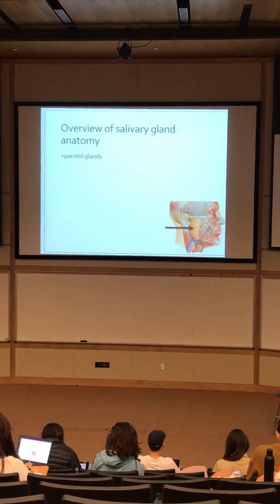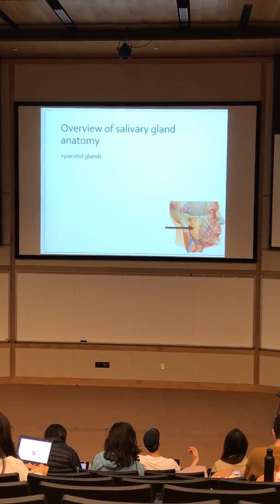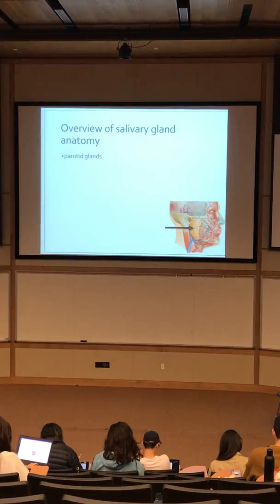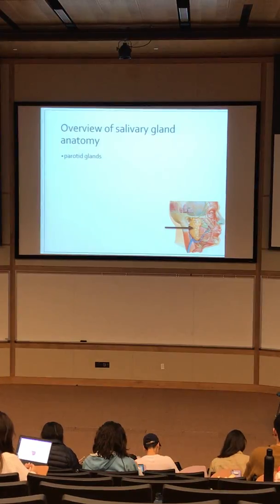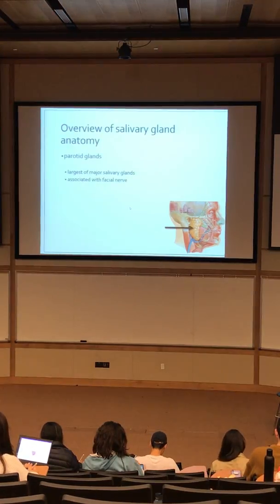Okay, so there are 3 pairs of major salivary glands. We say major because these are glands that you can see macroscopically. They're large. And so the largest of the 3 is called the parotid gland. Otid refers to the ear, and parotid means next to the ear, so that's where the name comes from. If you look at this picture from Netter's Atlas, you'll see the ear canal. Now the outer ear has been removed, but here's the external auditory meatus, the canal, and you can see the parotid gland is located just anterior to that. So this is the parotid gland. It's the largest of the major salivary glands.